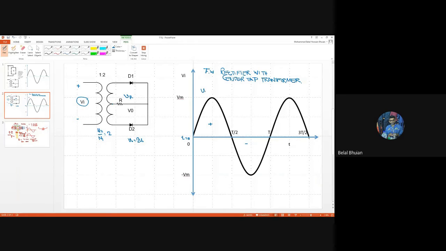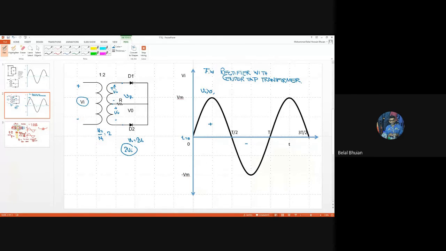So Vi is greater than 0 in this. If it is Vi, in the secondary we're going to have 2 Vi. Now this 2 Vi voltage at the secondary is equally divided in half, because the connection is taken from the center. So in the upper half we're going to have Vi, and in the lower half we are going to have Vi. So the total voltage from here to here is 2 Vi.